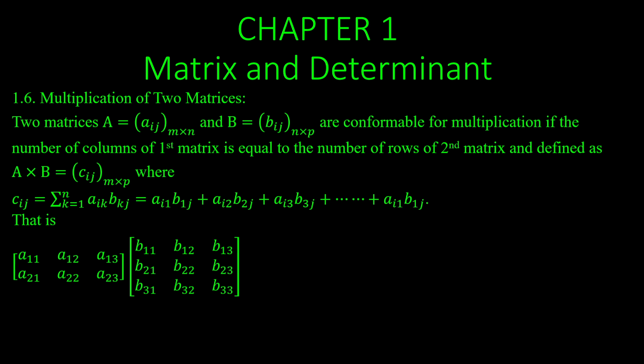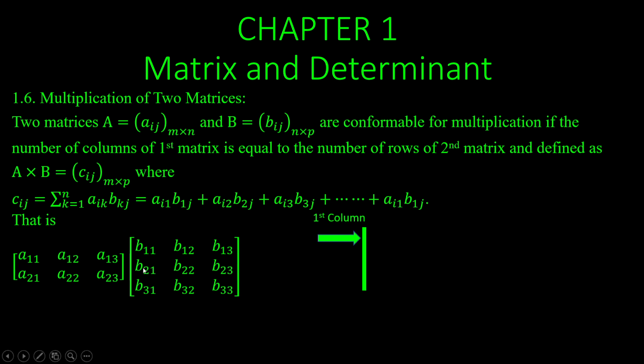But how will we do it? To do it, first of all, we have to consider the first column of the second matrix. Then we have to multiply all the entries of the first column of the second matrix by the corresponding entries of the first row. Then adding those products we have to put the sum along the first column.